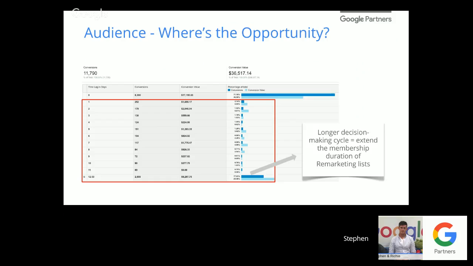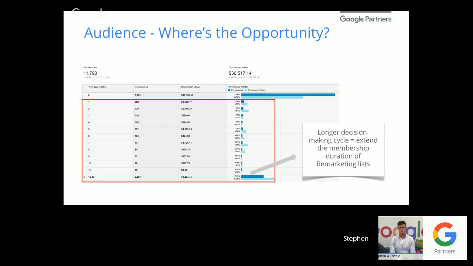As you can see from this sample account, most of the conversions actually come from first interaction. So 71% of conversions come from the first interaction in this case. However, a sizable amount also come from the 12 plus days column. So that tells us that at least 17-18% of people are taking longer to make their decision.